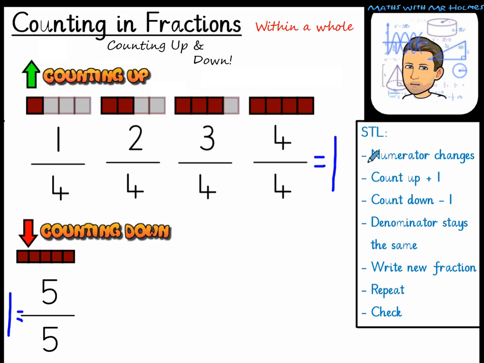So, as we're counting down, our numerator is going to change. We're counting down, we're going to take away one each time. So, if we have five pieces, we'll then have four pieces. Take away one. Our denominator stays the same. That's going to be 5/5. So we've written our new fraction, and that is 4/5, or 4 out of 5 equal pieces of the chocolate bar.